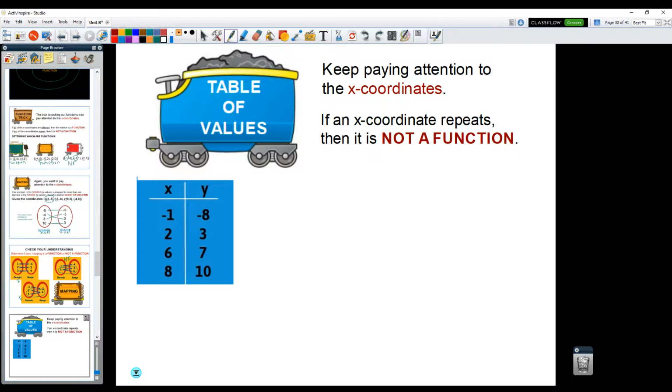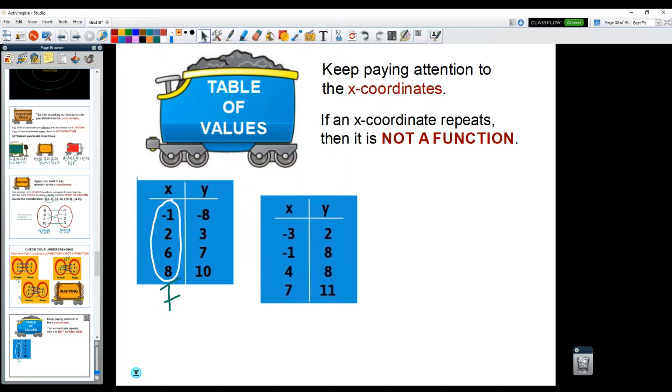Do we have any repeating? None of my x values repeat. They're all different numbers. So therefore, we'll say this is a function. Let's look at the next table of values.